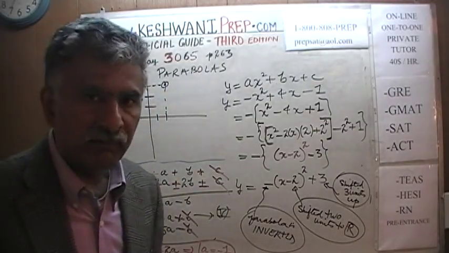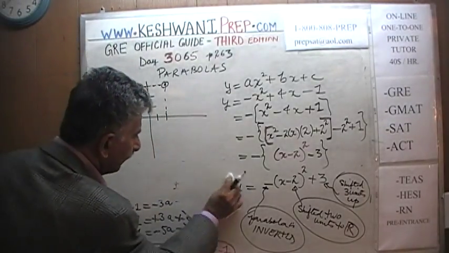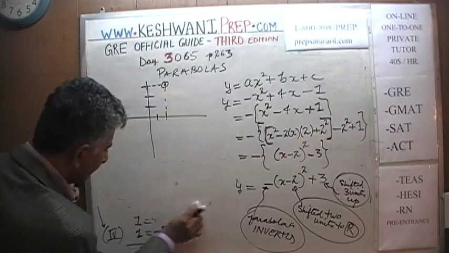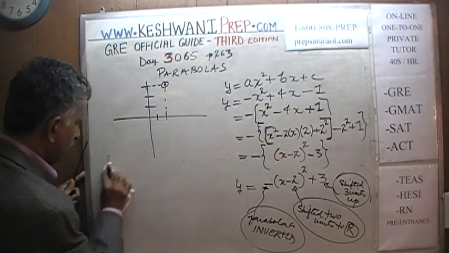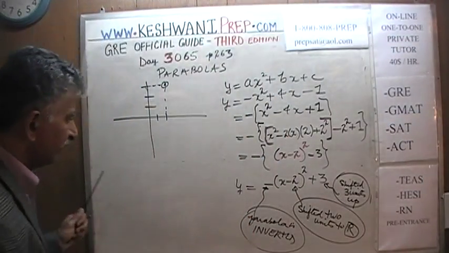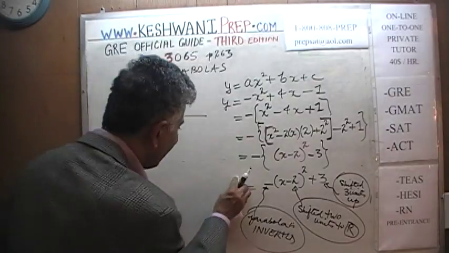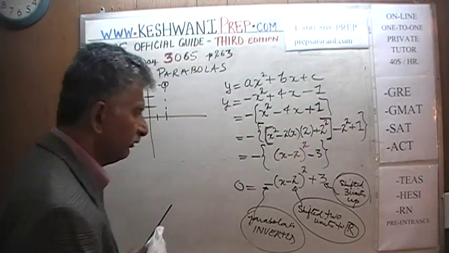What are the roots of this equation? Where does it cut? We never found the roots. Let's do the roots here. Where does it cut the x-axis? The x-intercepts are the roots. Let's continue with this thing. Where it cuts the x-axis is where y is equal to 0. So we're going to equate to 0 and solve for it.